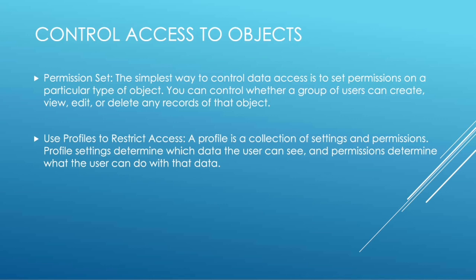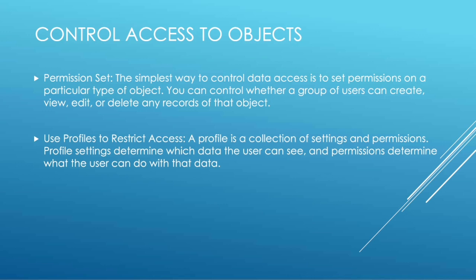Use profile to restrict access. A profile is a collection of settings and permissions. Profile settings determine which data the user can see, and permissions determine what the user can do with that data. A user profile will contain certain settings, such as what tabs they can access and what objects, and other setting details. It also contains permissions with respect to that object, like whether they have read access or edit access.